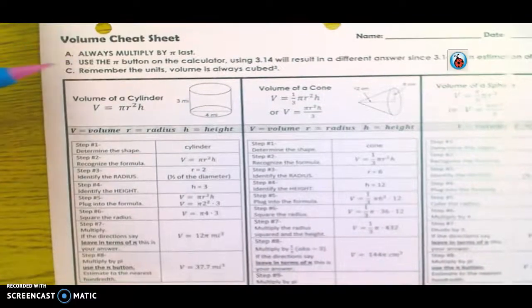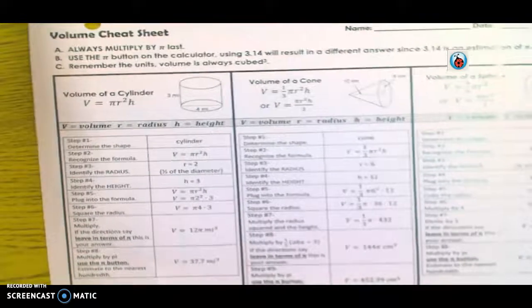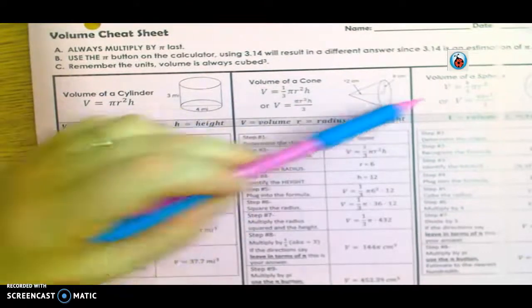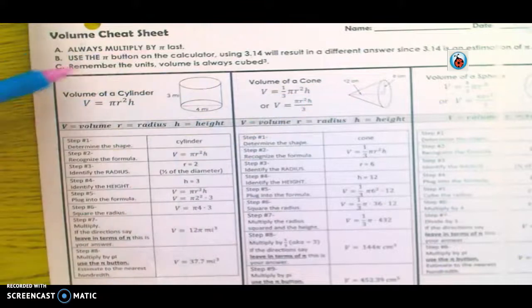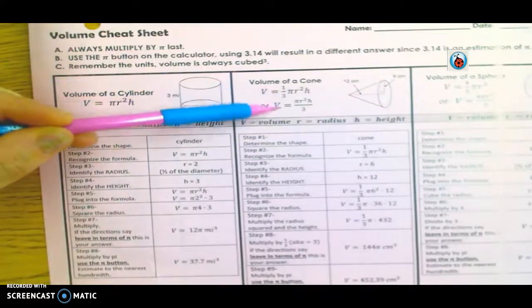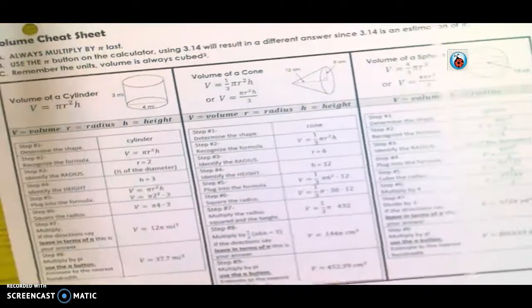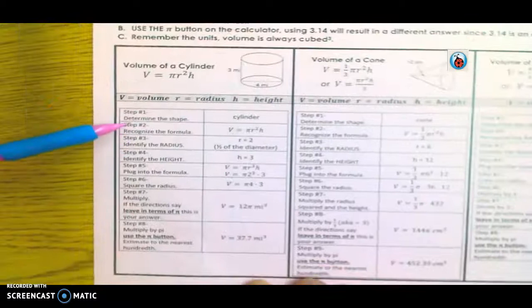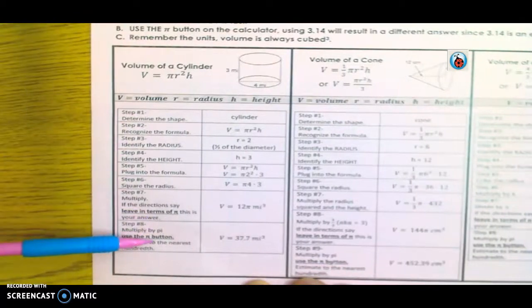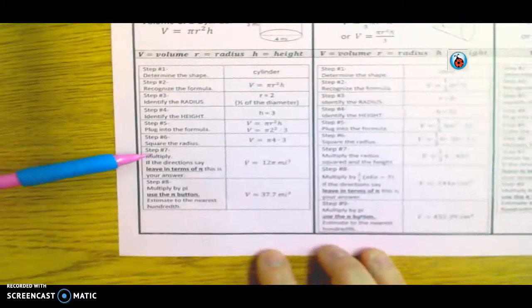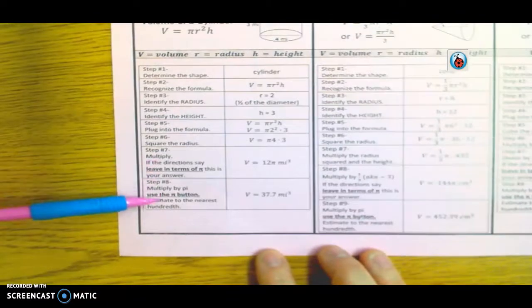Just wanted to go over the volume cheat sheet with you really quickly. On the front are the three formulas that we're going to be talking about and the different ways that you can see them and enter them into your calculator. But the reason I wanted to hop on really quick is because I want to make sure that you are paying attention to the step-by-step directions, especially these two steps here.